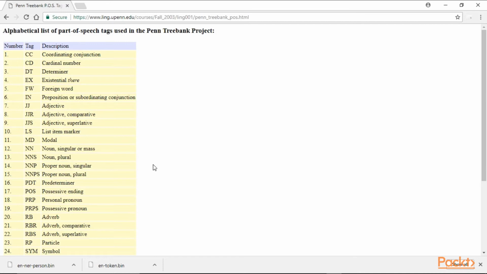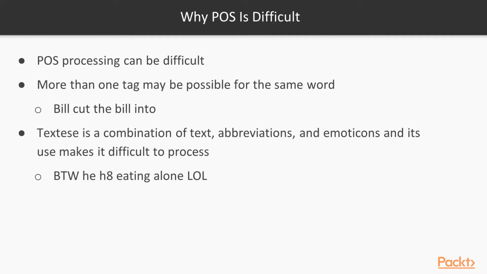All right, now that we have a better understanding of what a tag is, let's move on. First of all, we want to consider exactly why this can be difficult. The process of tagging parts of speech can be difficult. One problem is that more than one tag can actually be used with the same word. In the following sentence, Bill cut the bill in two, we see the word bill used in two different contexts. In the first context, Bill is a noun referring to an individual, indicating that he is cutting the bill in two.